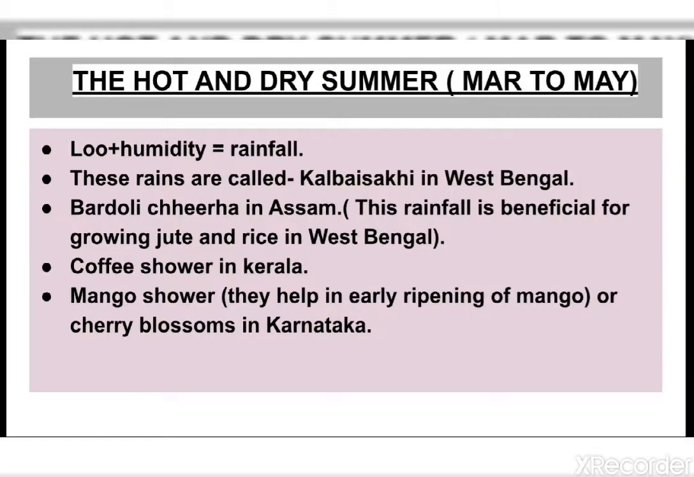Okay, now let's learn the first season, that is the hot and dry summer season, from March to May. So in India, the hot season begins in March and lasts until June. The vertical rays of the sun fall directly over the Tropic of Cancer during this period. So from March to May, due to the northward movement of the path of the sun's vertical rays, the length of day increases. So it results in increased solar radiation. That means most parts of India experience high temperature.